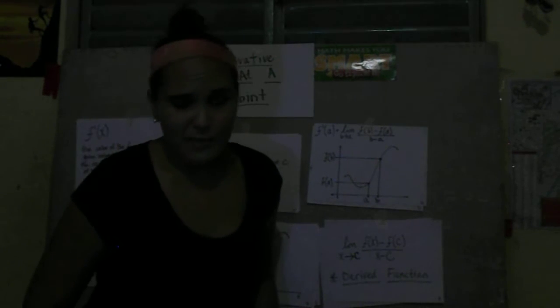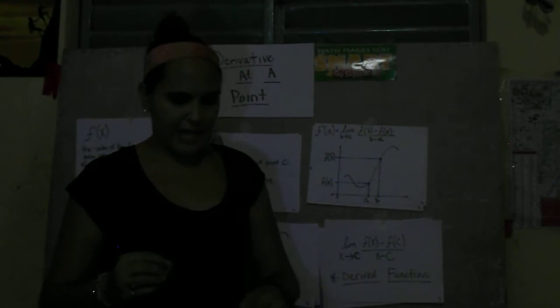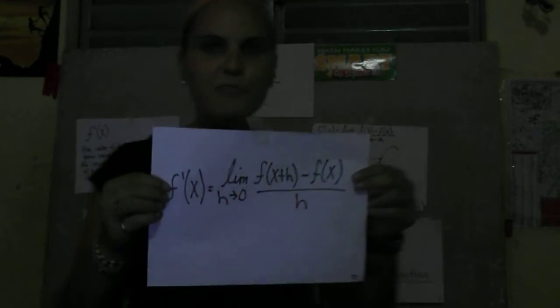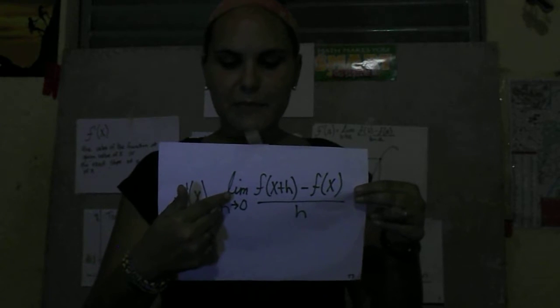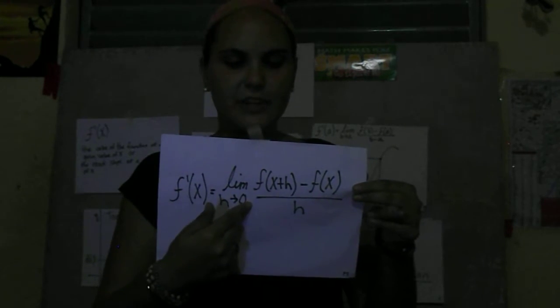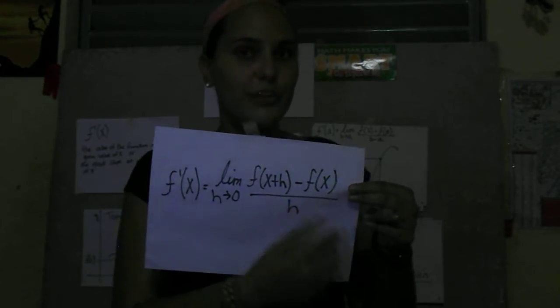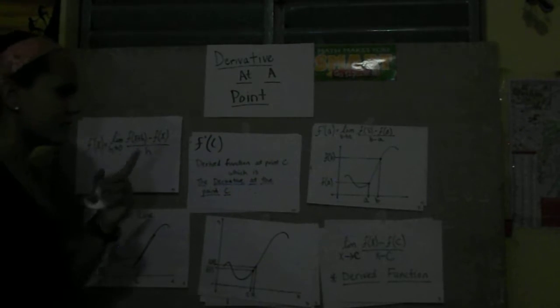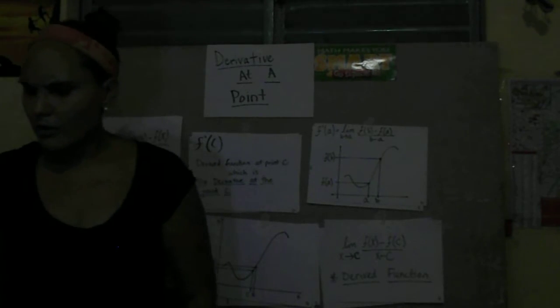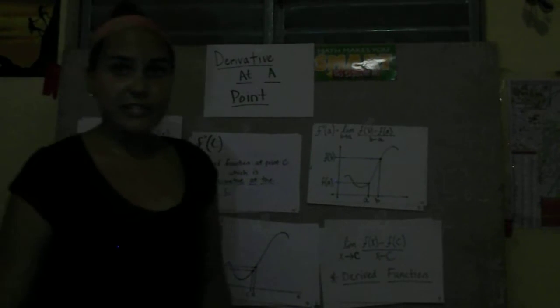Now, the next notation is the most common. The zombies are not going to be happy that I'm teaching you this. F prime of x equals limit as h approaches 0, f of x plus h minus f of x all over h. Very important. Wait, we added an x and an h. Oh, okay. Well, let's try to explain.